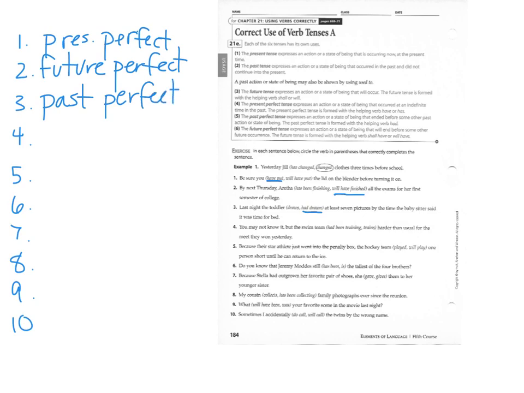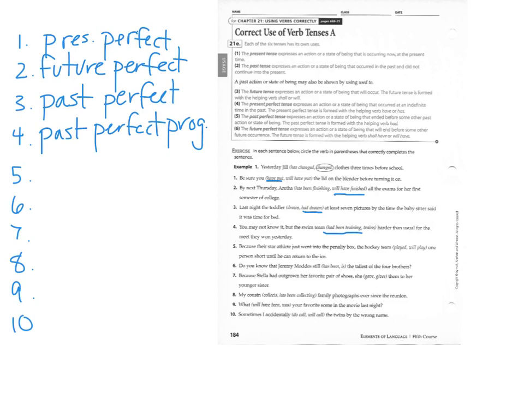For 4, you may not know it, but the swim team trains harder than usual for the meet they won yesterday. We have trains, which is present, so you want to put had been training. All right, and that is going to be the past because we have had. All right, and that's going to be perfect, and that's going to be progressive because it ends in ing. Right, they had been training harder.